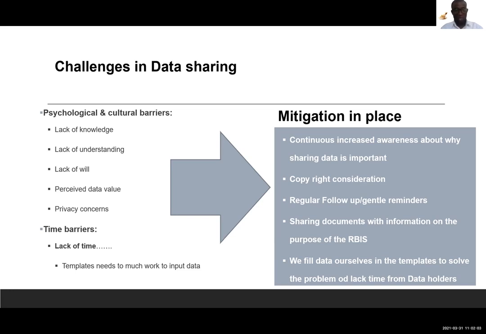We acknowledge the people who provide data, and we explain to them that we shall take the copyright into consideration. And of course, we keep on gently reminding the data holders and data providers so that we can get the data. For this problem of time as a barrier, the team has also dedicated time to get the raw data from the data holders. What we do is ingest the data into the templates, then go through the processes of data cleaning and mobilization. Well, I think that is all about my presentation.